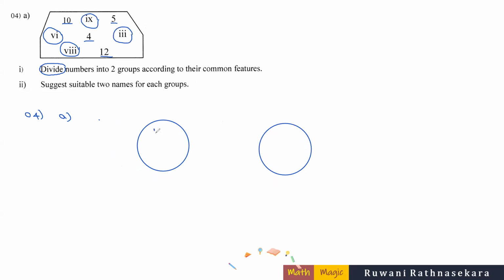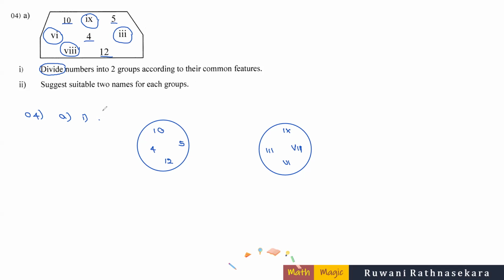Right? When you write the elements, write them here and there with no proper order. That's how we learned this lesson. Then Roman number 9, Roman number 3, Roman number 6, and Roman number 8. Right. Then part 1, it's done. Dividing into 2 groups. And you have to suggest names. The suggesting names is also done here.